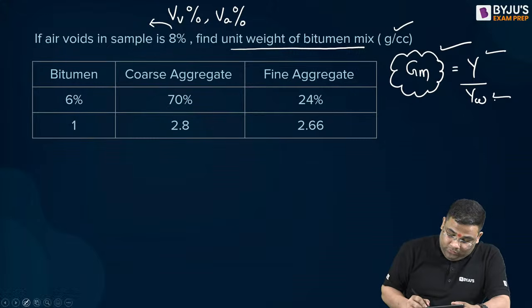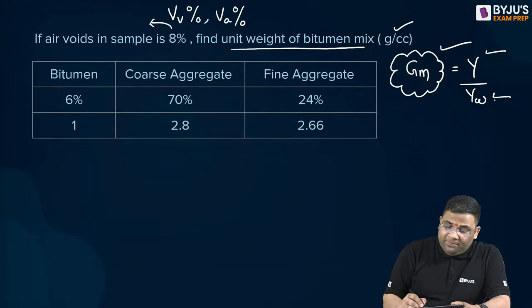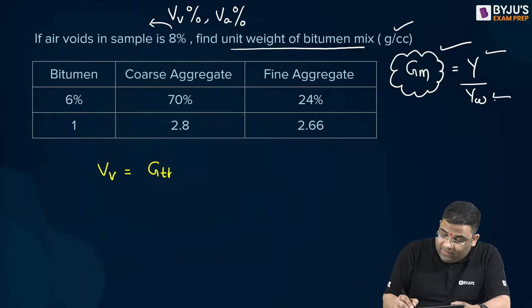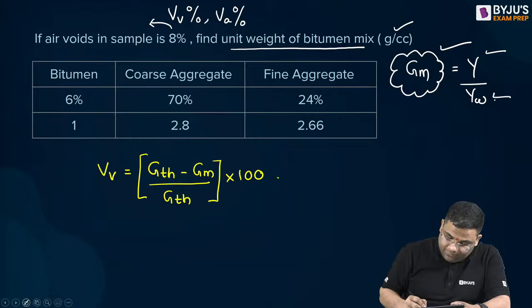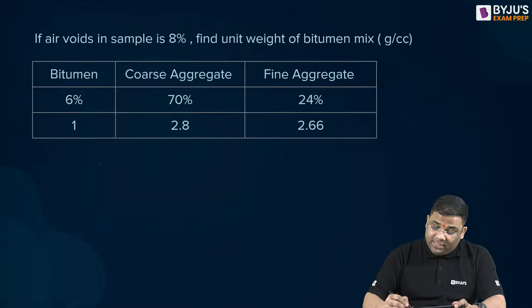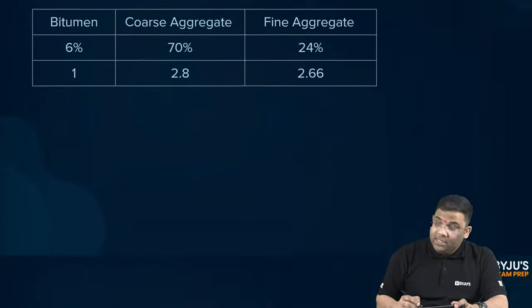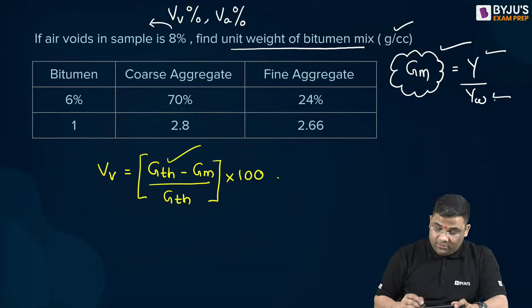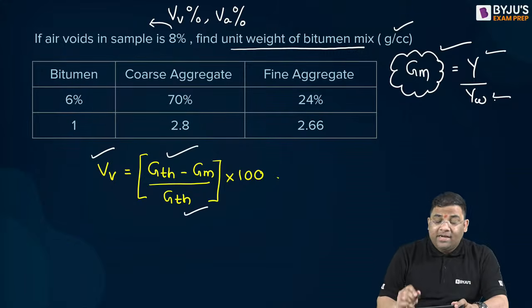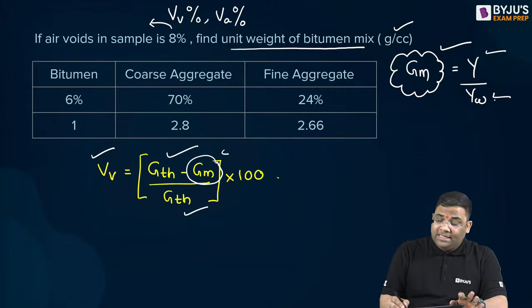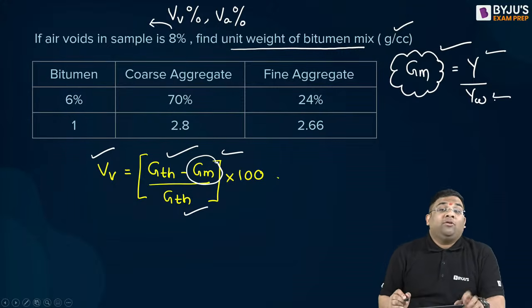So for that, what is percentage air voids? Percentage air voids is equal to G theoretical minus GM by G theoretical, into 100, right? So if you can find out this G theoretical, you can find out GM. You can easily find out GM. So first of all, you have to find out G theoretical.